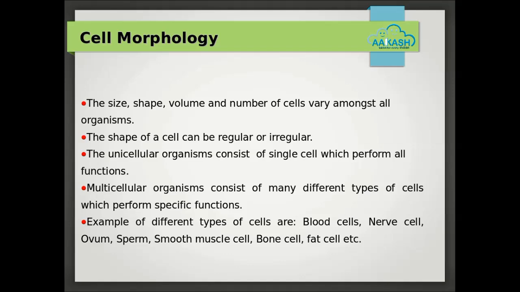The unicellular organisms consist of a single cell which performs all the functions. Multicellular organisms consist of many different types of cells which perform specific functions. Some of the important and different types of cells present in the human body are blood cells, nerve cells, ovum, sperm, smooth muscle cells, bone cells, fat cells, etc.